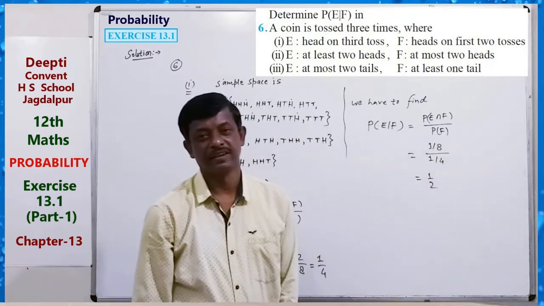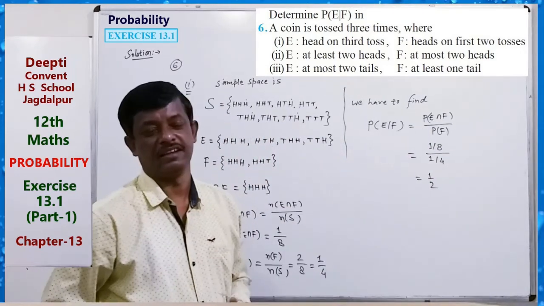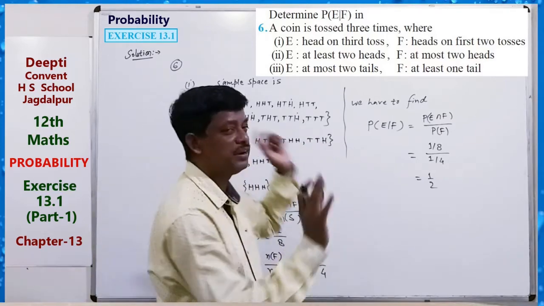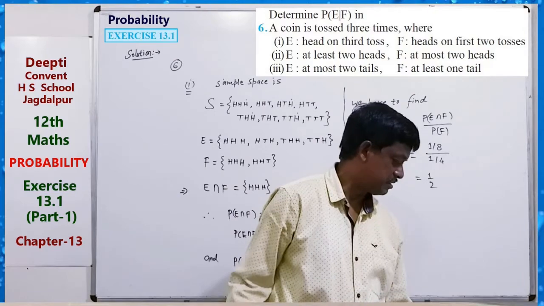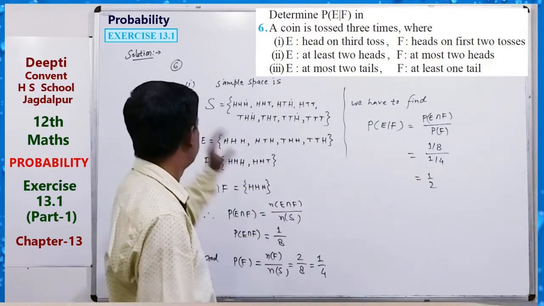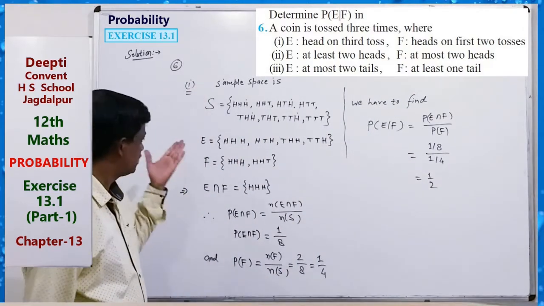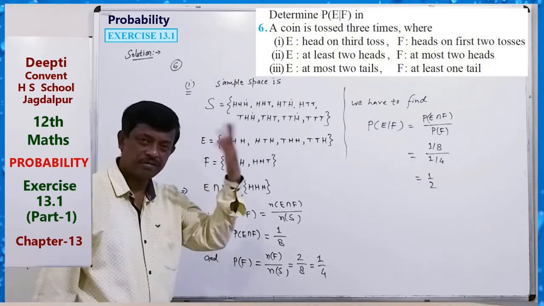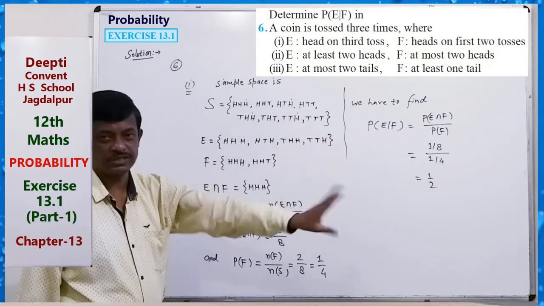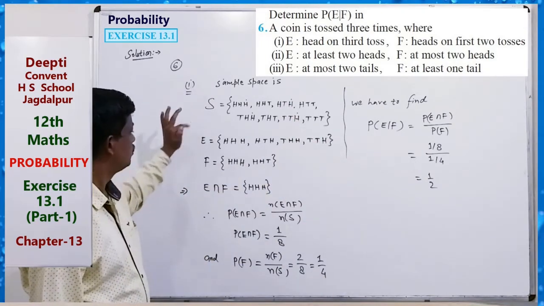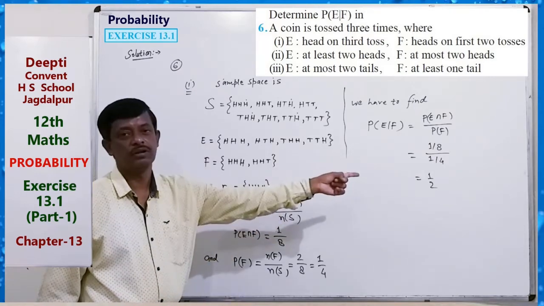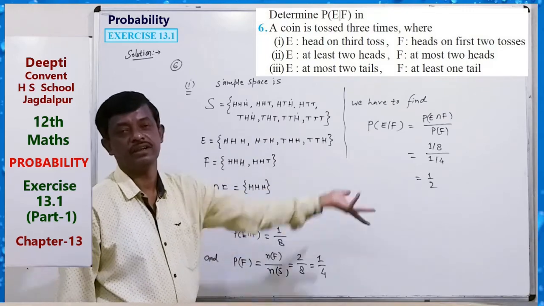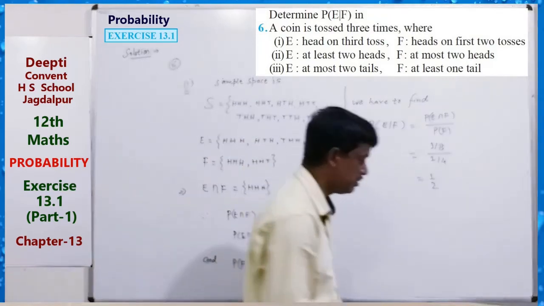Okay. In a similar way, you can find the probability for all the given conditions. Just write the sample space, write E and F for all the different questions 6, 1, 2, 3, 4, then the intersection, then find this probability, put in the values, and you can get P(E|F). Okay, so do it yourself.